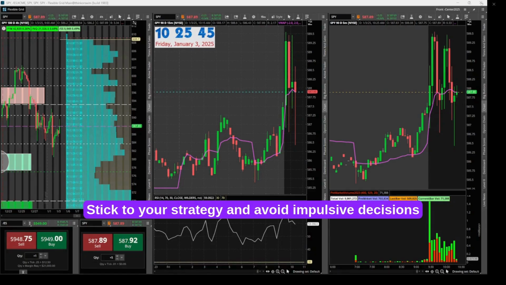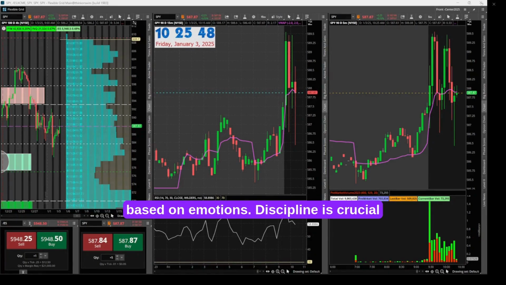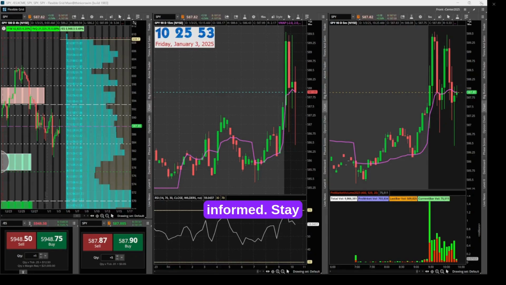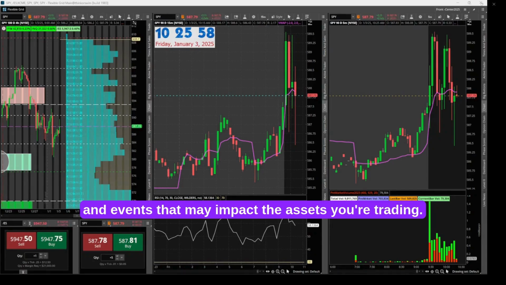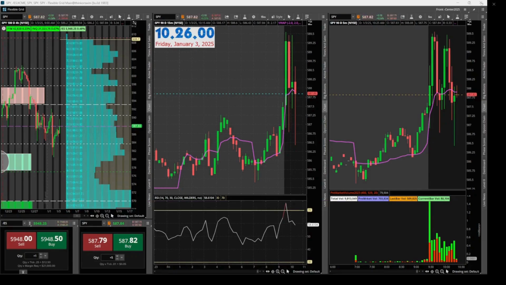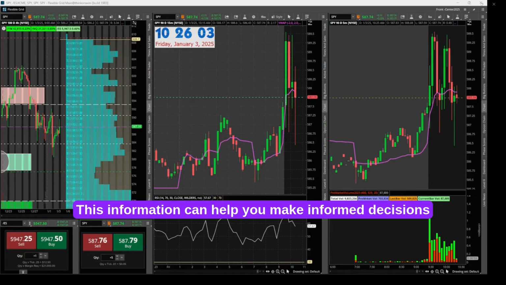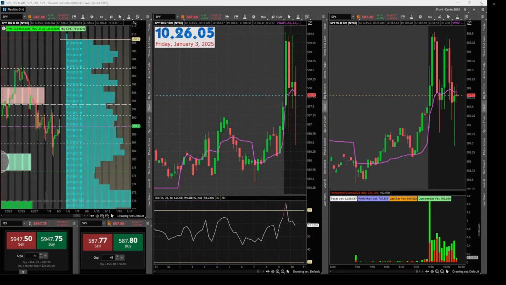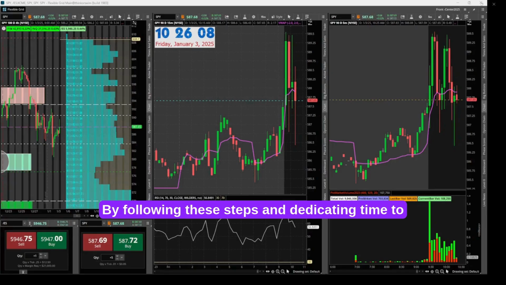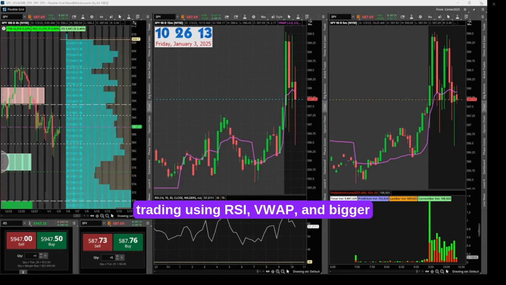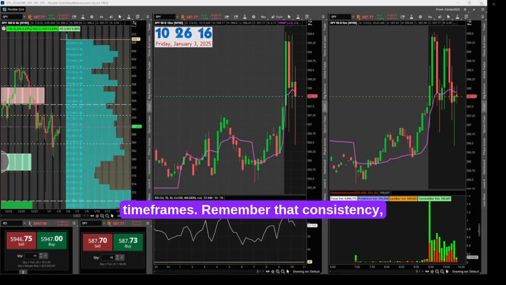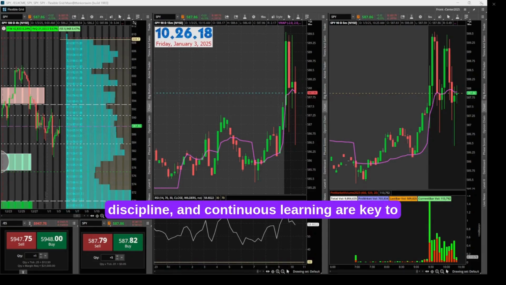Stay disciplined. Stick to your strategy and avoid impulsive decisions based on emotions. Discipline is crucial for success in day trading. Stay informed. Stay updated on market news, economic indicators, and events that may impact the assets you're trading. This information can help you make informed decisions and adapt your strategy accordingly. By following these steps and dedicating time to practice and refine your strategy, you can master day trading using RSI, VWAP, and bigger time frames. Remember that consistency, discipline, and continuous learning are key to success in trading.